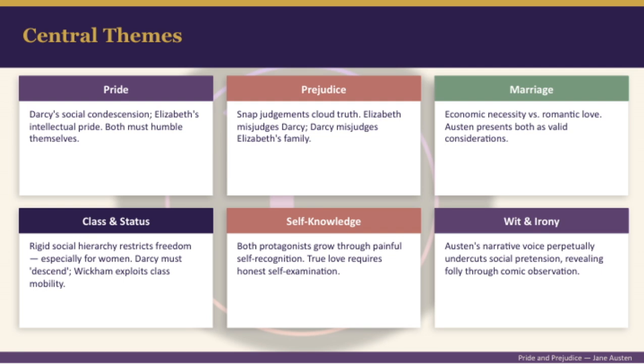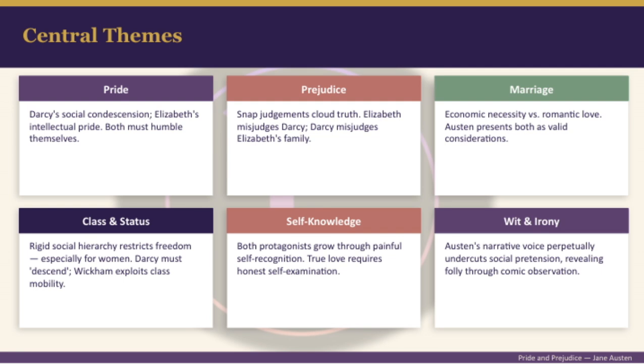The theme of self-knowledge runs deep here. Without it, characters are trapped by social expectations. For instance, Darcy must descend from his high social standing, while Wickham exploits his ability to move between classes to his advantage. Class and status are also central. Austen presents the tension between economic necessity and romantic love. While love is ideal, financial stability often complicates or even overrides personal feelings.